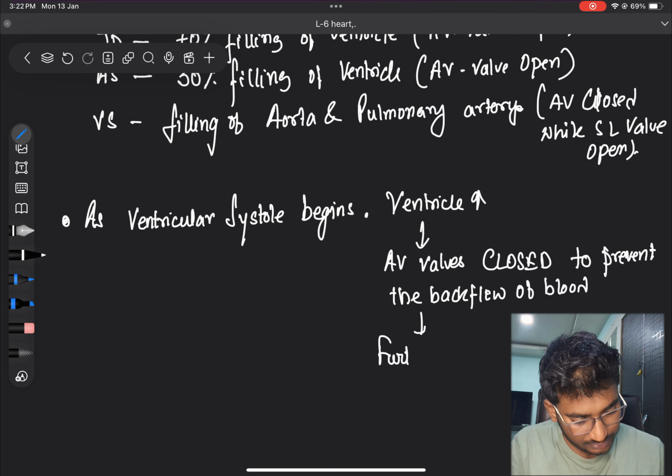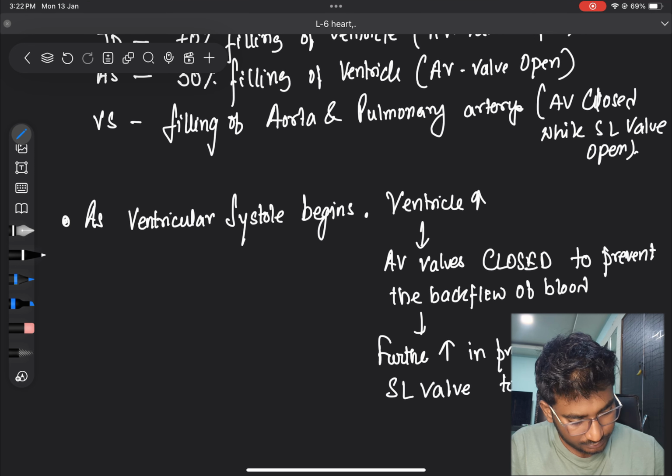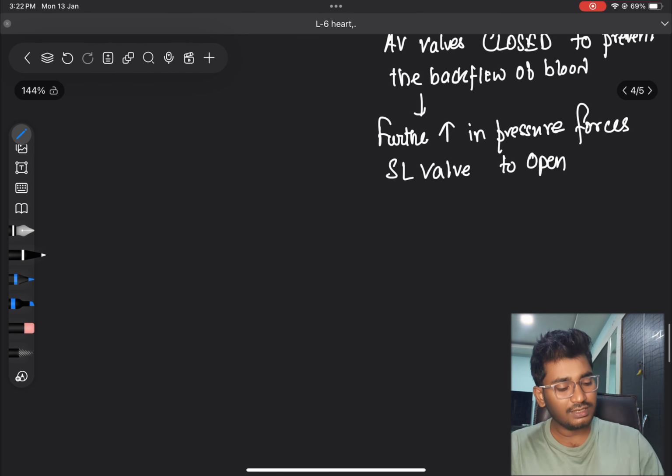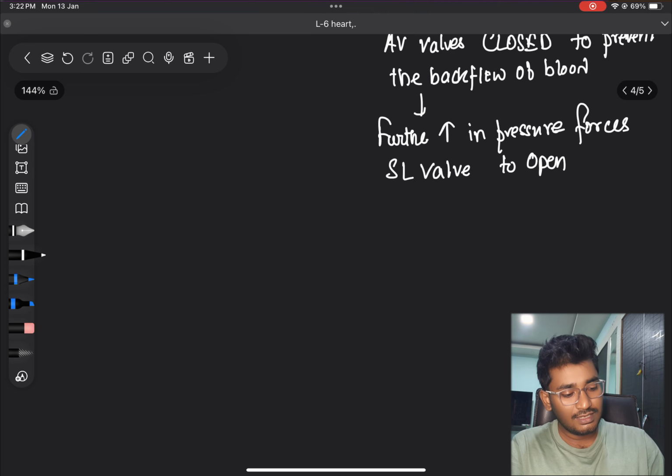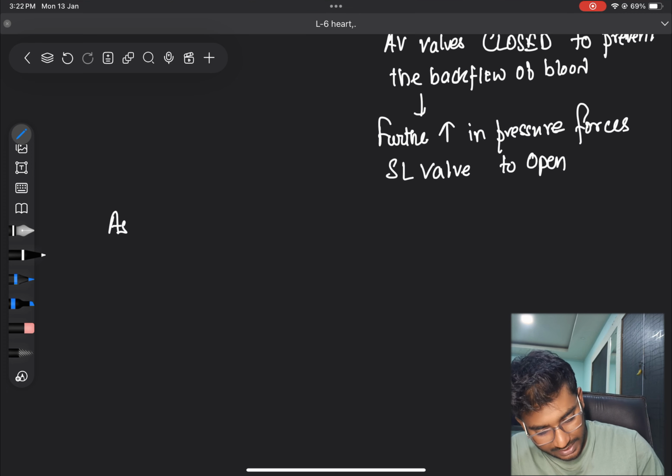What happens next? Further increase in pressure forces the semilunar valve to open. Further, as the pressure increases, it forces the semilunar valves to open.